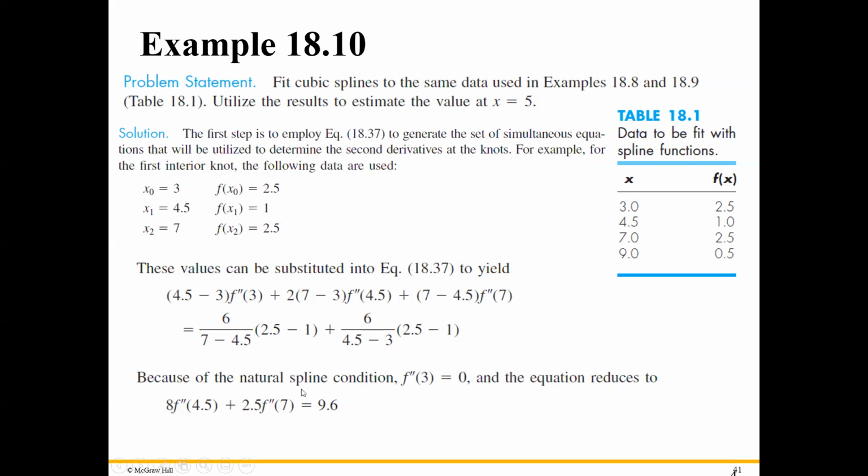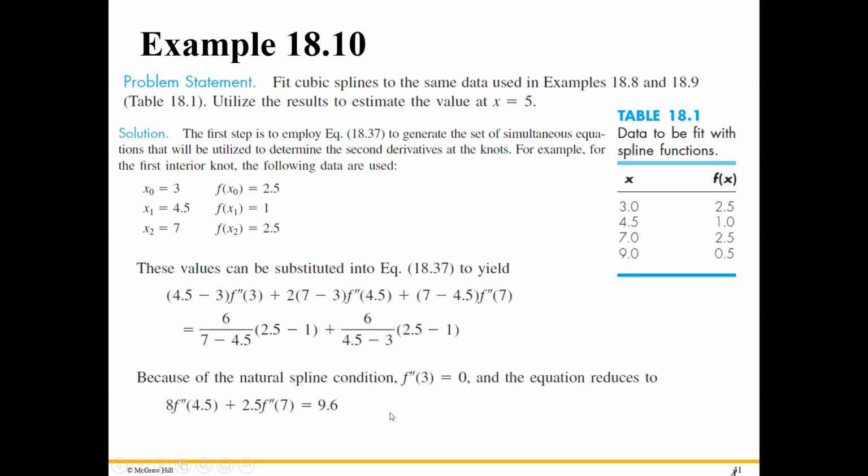So because of the natural spline condition, f double prime of 3 will be equal to 0, because of the end condition. So we can put f double prime of 3 equal to 0 over here. In the end condition, we will assume natural spline, so the curvature will be 0. There will be no curvature, straight line. So if the curvature is 0, then the double prime will be 0 over here. So the first set of 3 points will give us this condition, where there are two unknowns, f double prime of 4.5 and f double prime of 7.